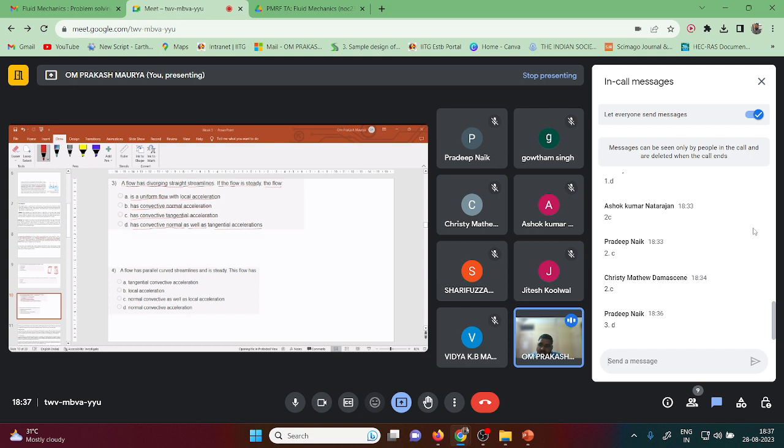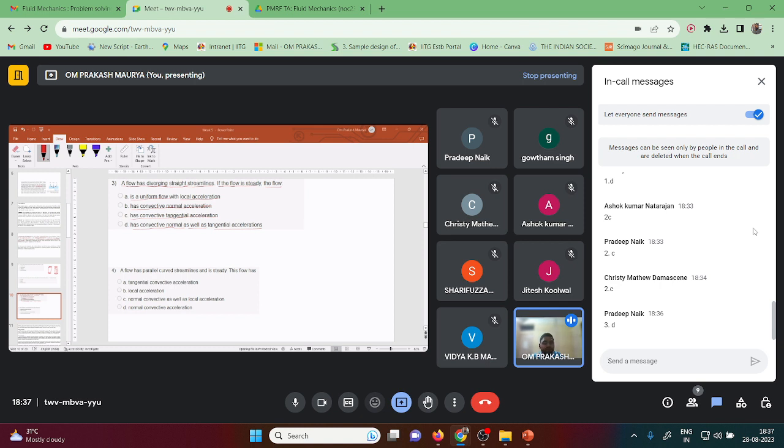Okay, for question number 3, Pradeep is telling the option number D. The flow has convective normal as well as tangential acceleration. Let's see whether option C or D is right. You just remember the streamline is straight. I have some notes about it. What is a streamline? I have one slide with the detailed concept behind the streamline. So I will show it. First you write.